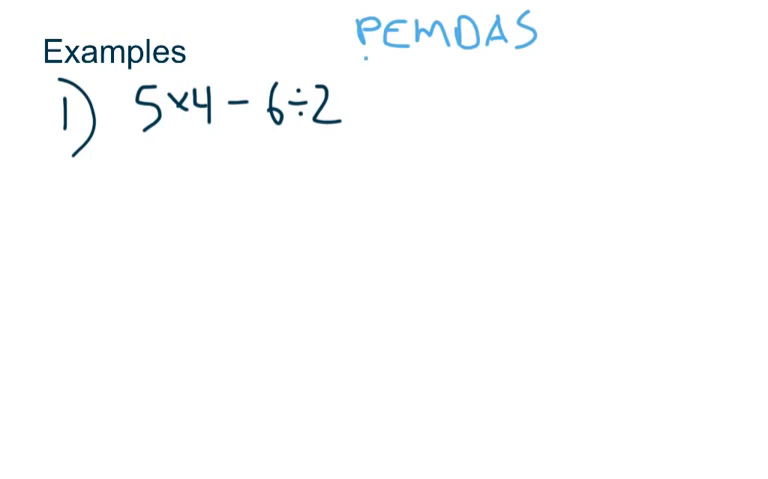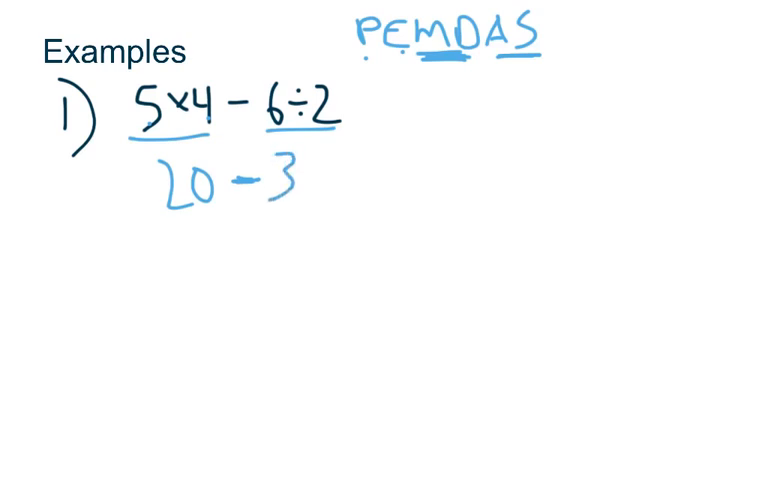So P, there's no parentheses. Don't have to worry about that. Exponents, don't have to worry about that either. Multiplication, division, remember we do these together. We do the addition, subtraction together. We have to worry about multiplication and division. We have 5 times 4 and 6 divided by 2. 5 times 4 is 20. And then we can also do 6 divided by 2 at the same time. Minus 6 divided by 2, and that would be 3.